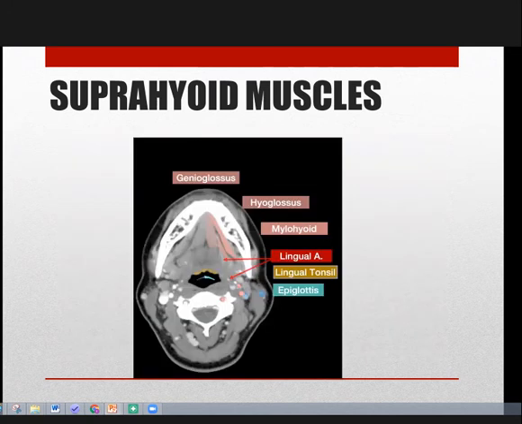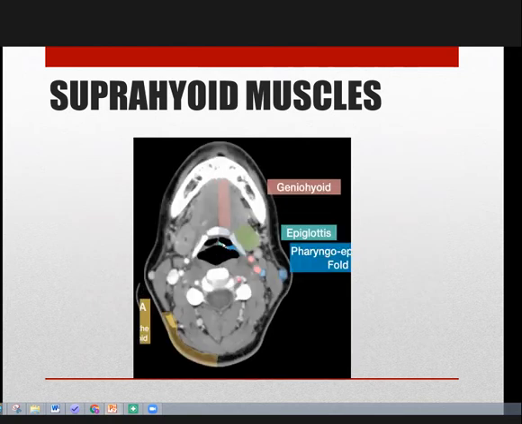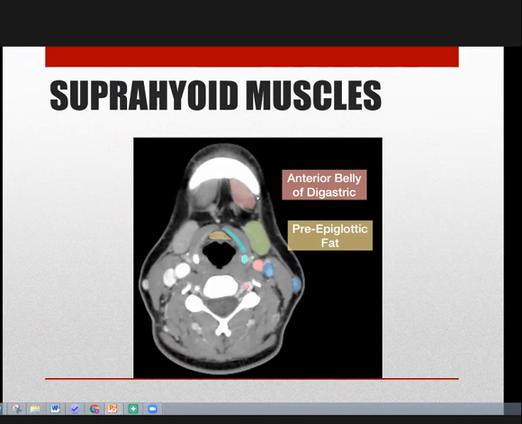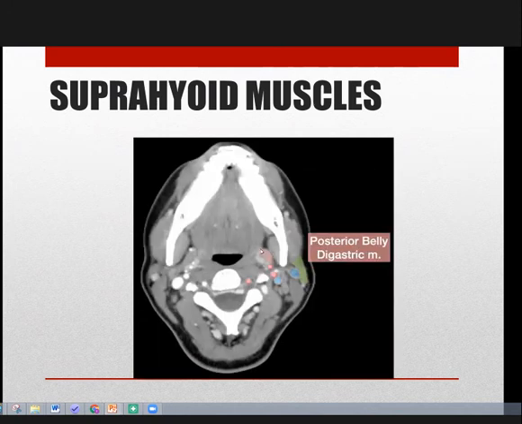So the next slide is just the CT scan imaging, which shows the different suprahyoid muscles. As you can see here, the most lateral part, as pointed by the cursor, is your mylohyoid. This part highlighted by the peach color is your geniohyoid. And this area is your anterior belly of the digastric muscle. And this part, as pointed by the cursor, is your posterior belly of the digastric muscle.